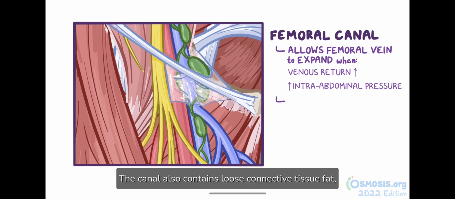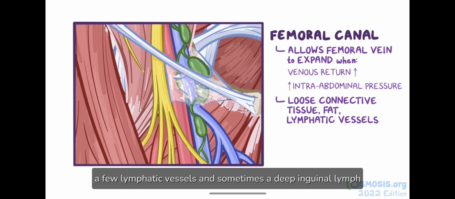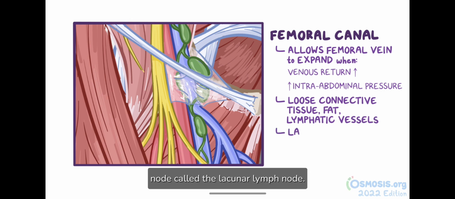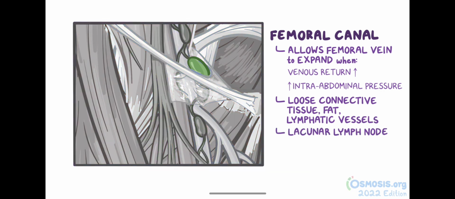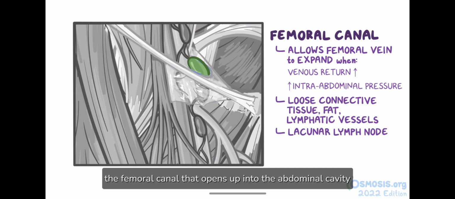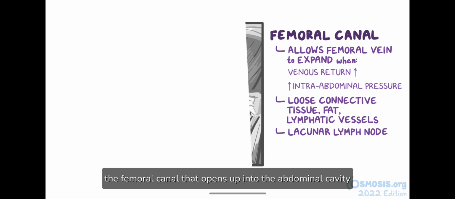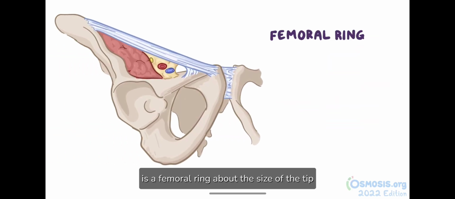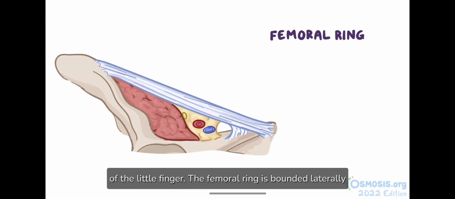The canal also contains loose connective tissue, fat, a few lymphatic vessels, and sometimes a deep inguinal lymph node called the lacunar lymph node. Something else to know is that the proximal end of the femoral canal that opens up into the abdominal cavity is a femoral ring, about the size of the tip of the little finger.